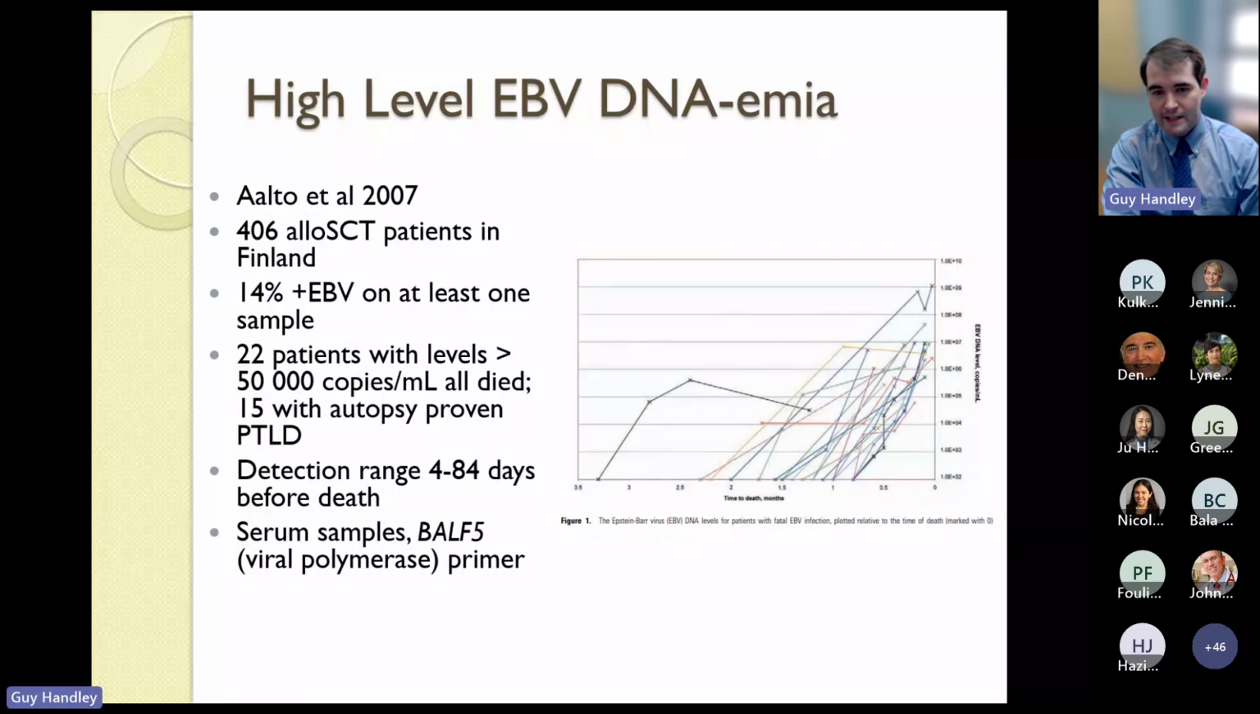This is a study of 406 allotransplant patients in Finland. 14% of them had detectable EBV DNA at least once. At the cutoff of 5,000 copies per mL, which they had 22 patients overall, every single patient died. And 15 of those had PTLD on autopsy. And so it's a good argument that there's a level probably in there somewhere where we should consider giving these patients rituximab, and we just haven't fine-tuned where that level is yet.